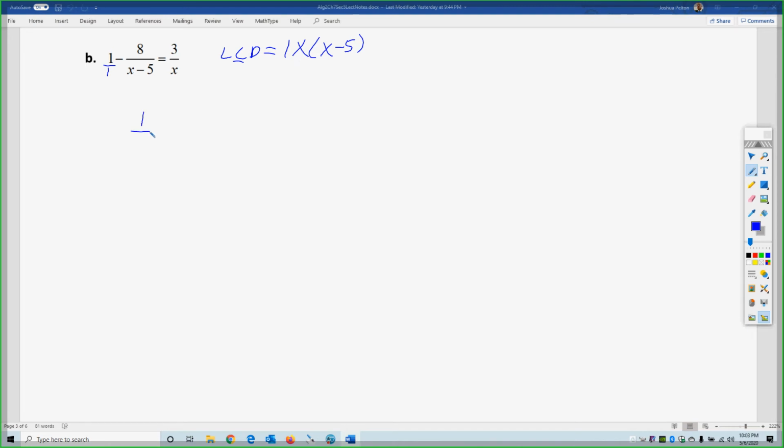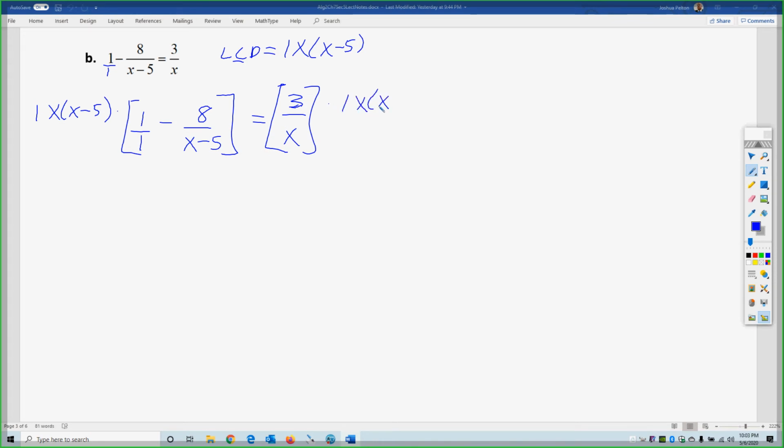So 1 over 1 minus 8 over x minus 5 equals 3 over x. Multiply the left side by the common denominator, which is 1x times x minus 5. Multiply the right side by the common denominator, which is 1x, x minus 5. Okay. All right, so we distribute.